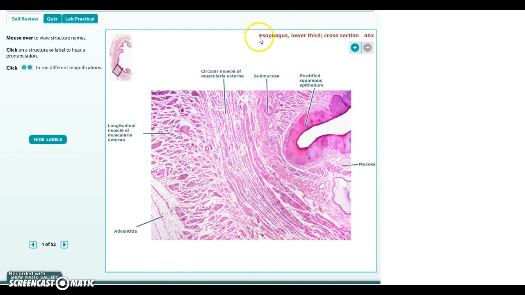Remember, when you're using PAL, you can see what slide you're observing labeled up here with its magnification. You can see where it's come from right here, and of course you can turn the labels on and off if you want to test yourself. You can use their quiz, but I warn you, sometimes they test you on things I don't. So if you're going to use their quiz, check and see if it matches our course wish list.